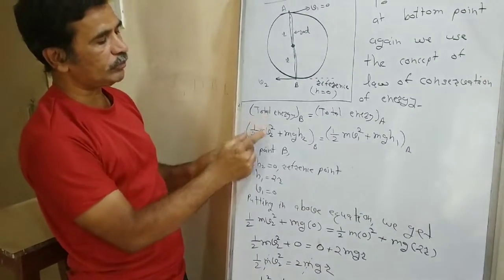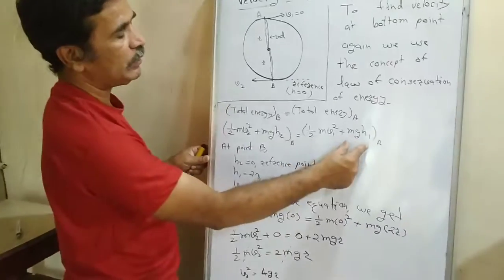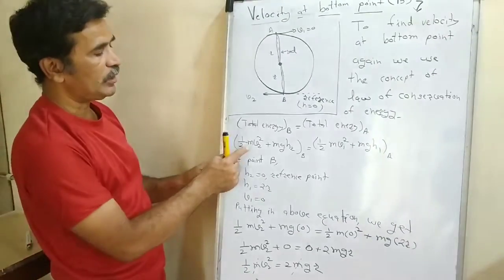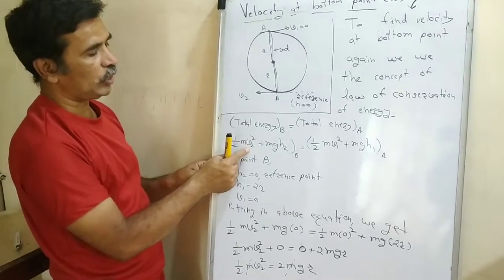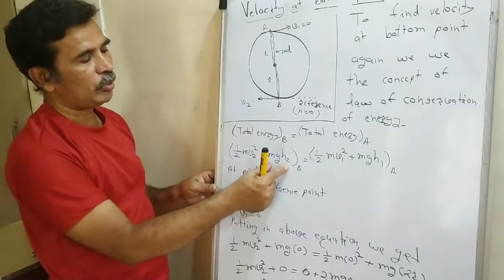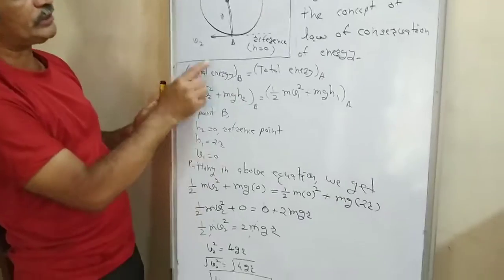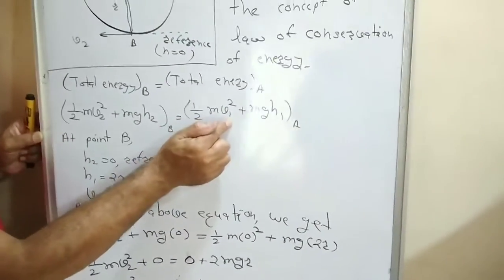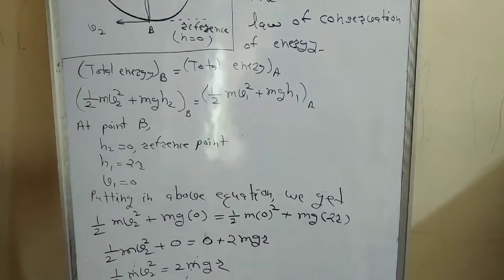This energy is nothing but a combination of two things, kinetic energy and potential energy. For kinetic energy, the standard formula is 1/2 mv square. So for point B, we assume that V2 is the velocity, and mgh, the standard formula for potential energy. In place of h, we consider h2 with respect to point B. Similarly, on the other side, 1/2 mv1 square plus mgh1 with respect to point A.